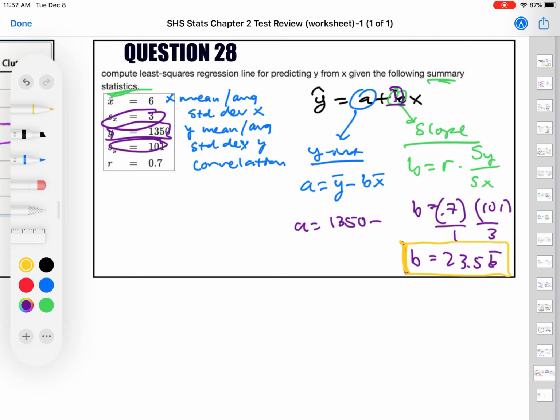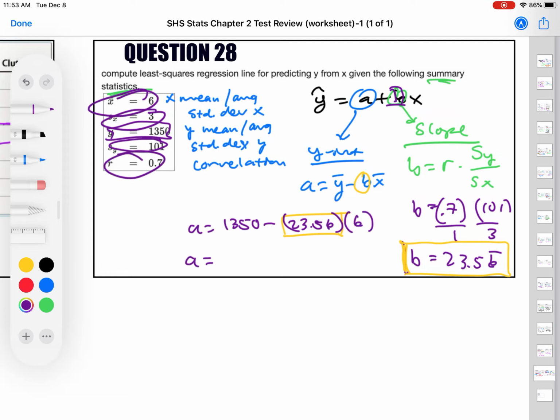So I'm going to put that value here. We said that number goes there: 23.56 times x bar, which is 6. So now I've used all of them. When you multiply that, you get 1208.6. And then you just put it back together.